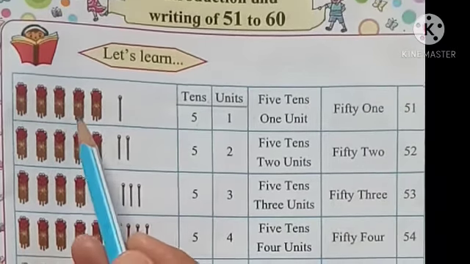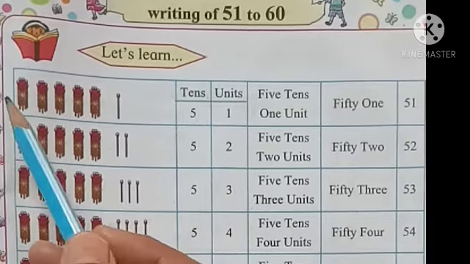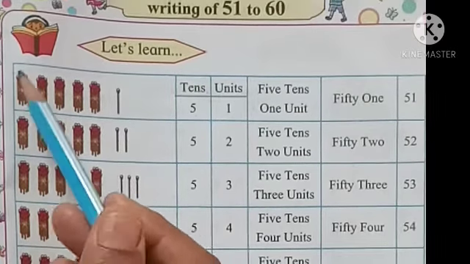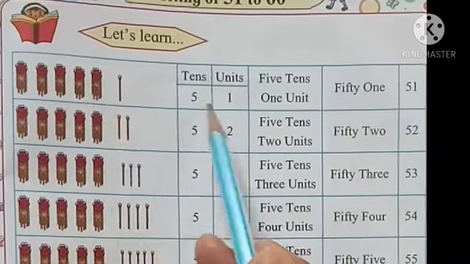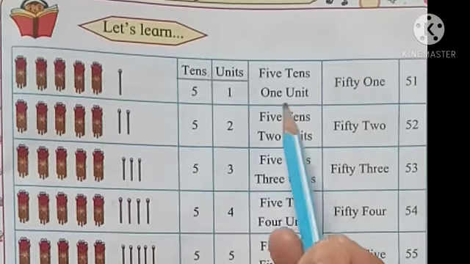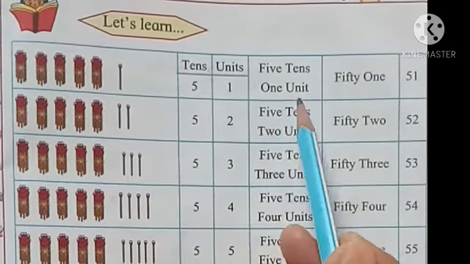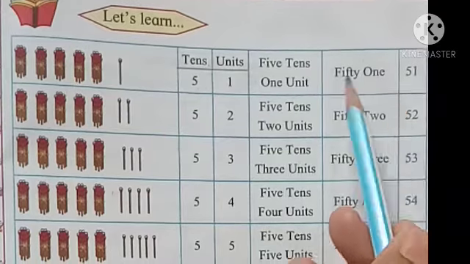1, 2, 3, 4 and 5. This is a bunch of tens. How many tens? 1, 2, 3, 4 and 5. 5 tens and 1 unit. 5 tens and 1 unit. 5 tens, 1 unit, 51.